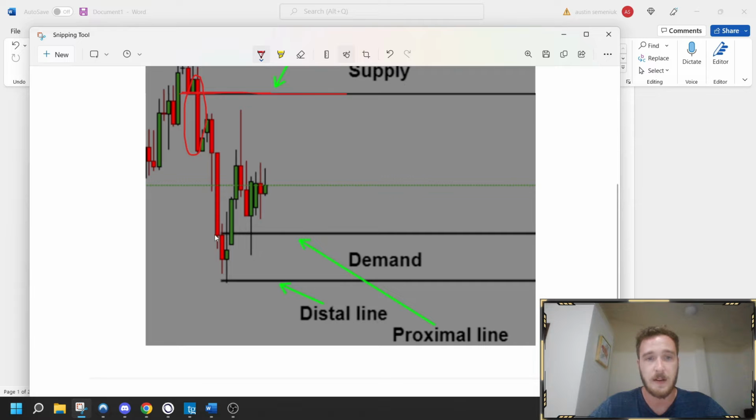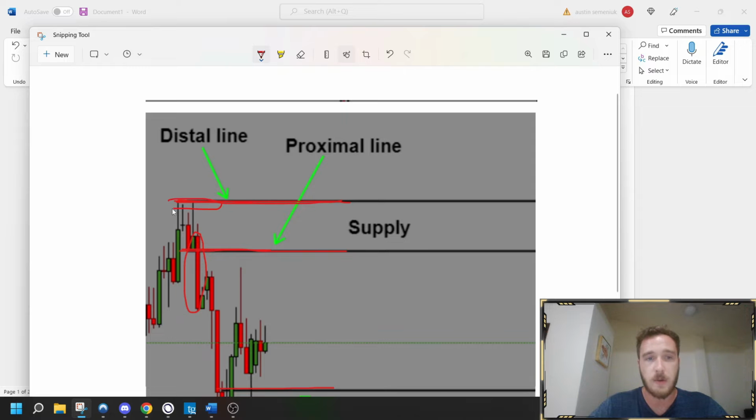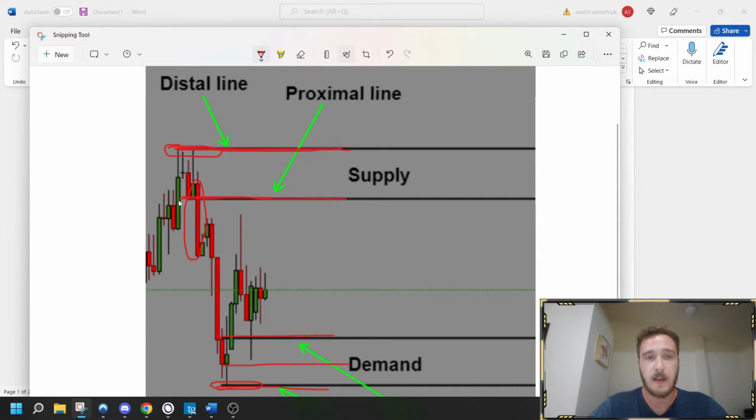Same thing for demand. Price drops, bases, rallies. We have our proximal line here, closest to the meat of where price left in a strong fashion, as well as our distal line at the bottom of the wicks. I am not drawing my distal line here. That doesn't make any sense. All right, we don't cut through candlesticks here. Our distal line always has to be at the bottom for demand or at the top for supply, and our proximal line always needs to be closest to the meat of the imbalance of the leg-out.